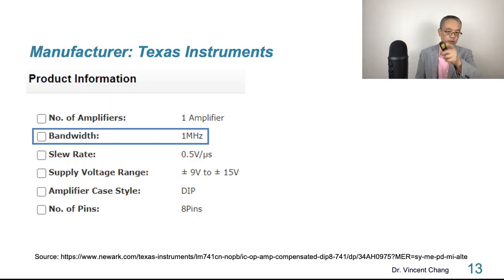Takeaway number two. What kind of bandwidth is this 1 megahertz referring to? Full power bandwidth? Because in the manufacturer's information, there's only one word, bandwidth. So what kind of bandwidth?